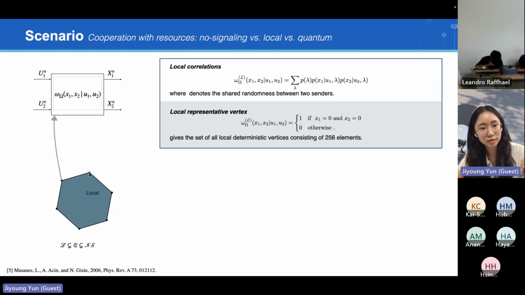We only need to consider the local extreme points here. With these points, we will calculate the sum capacity, and then we will find the maximum of the sum capacity with local resources. Then we need to find all these extreme vertices. They can be obtained from these local representative vertices, and then we do the local reversible relabeling of these representative local deterministic vertices. Then we will get 256 elements.